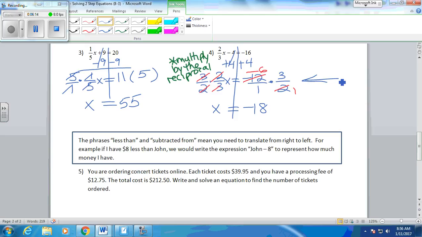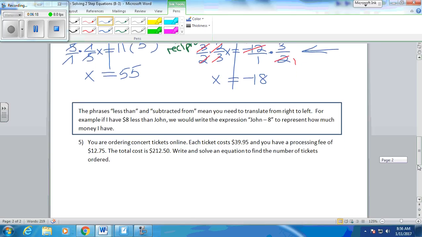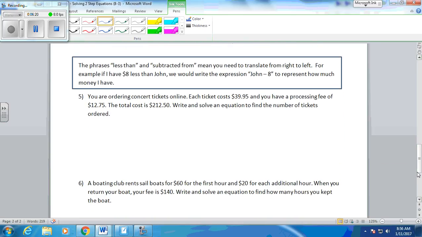but you get a final answer of x equals -18. So now we are going to write and solve the equations, but first we're just going to read that if you have the phrases less than and subtracted from, that means that you actually need to translate from right to left. For example, if I have $8 less than John, we would write the expression as John minus 8 to represent how much money I have.